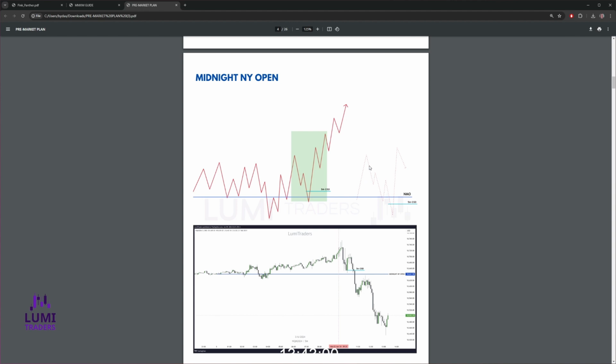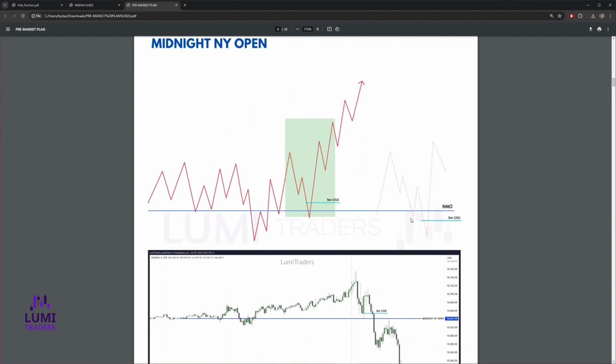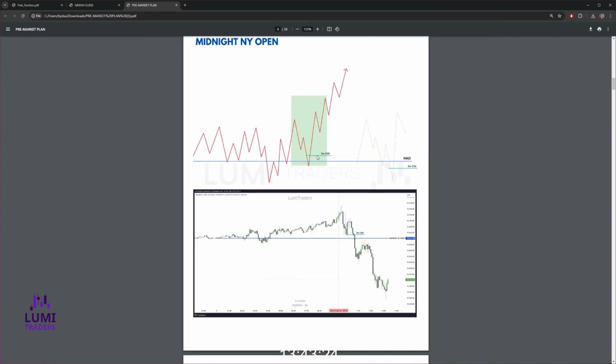Sometimes we can see it like this. We opened above New York Midnight Open, it retraced all the way down, we got a liquidity sweep, let me zoom in a little bit. We got a liquidity sweep right here. No body closure below the wick right here, below this low. And then price went above this level again, and a 5-minute candle closed above New York Midnight Open with the formation of a 5-minute change in the state of delivery.